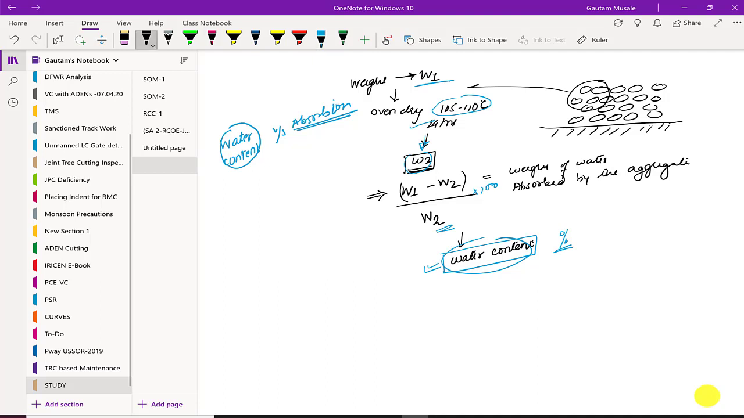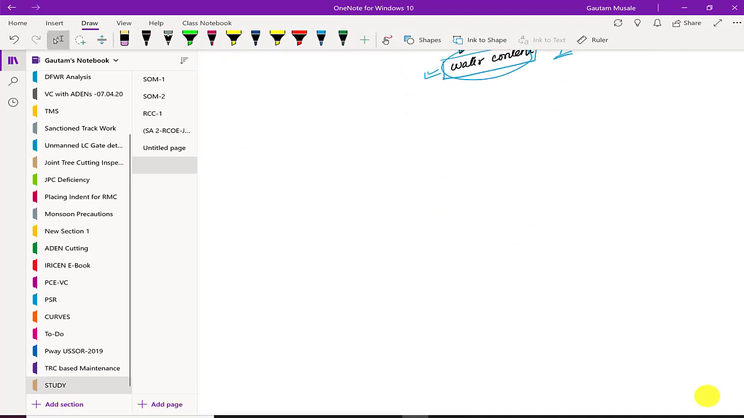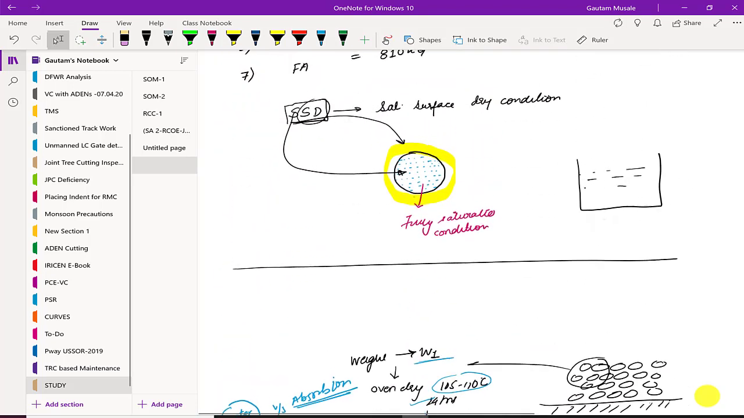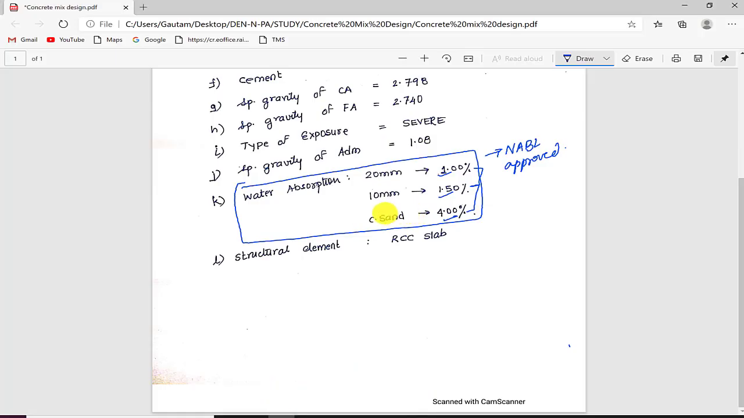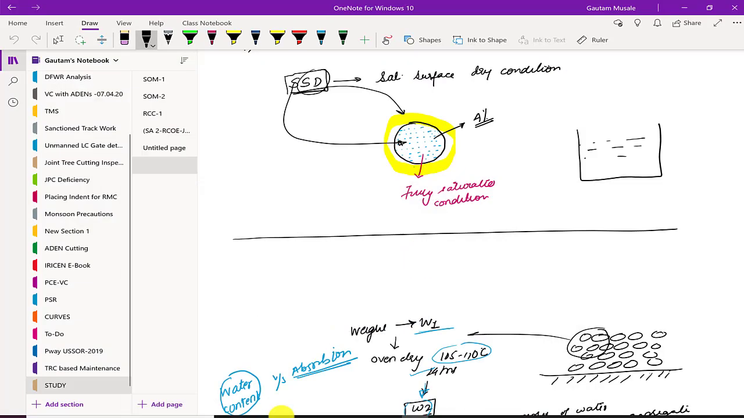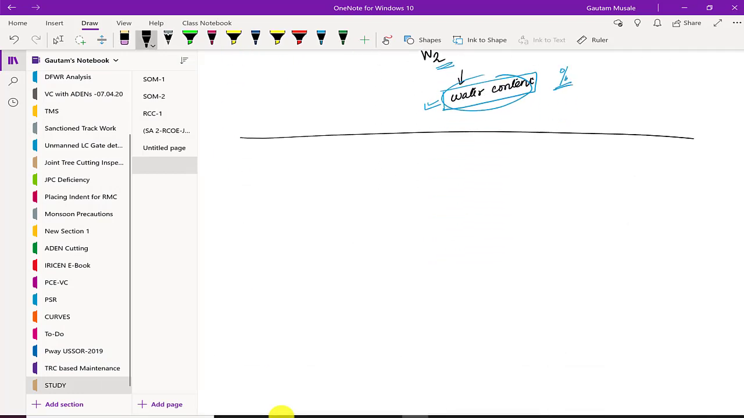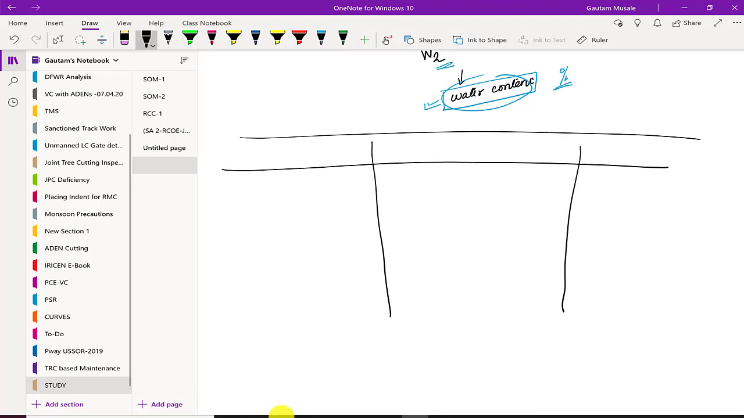Now by doing so, there can be three cases. Let us say in my SSD condition my water content is 4%. That means my water absorption is 4%, which, as per the standard, is 4%, and the same I have taken here as an example. There can be three possibilities. The first possibility is that the water content which you obtain from the above exercise is equal to 4%, less than 4%, or more than 4%.